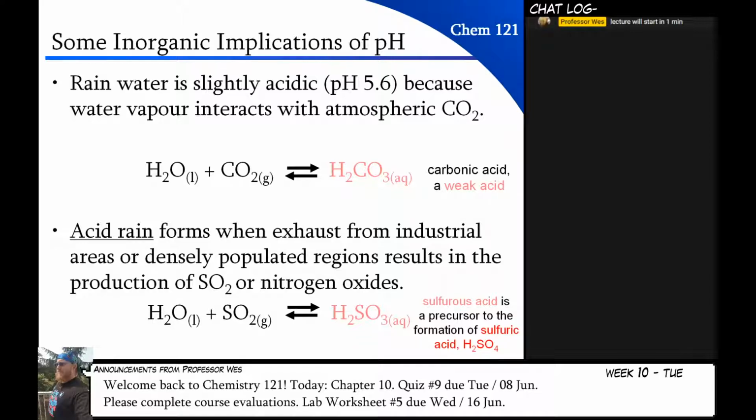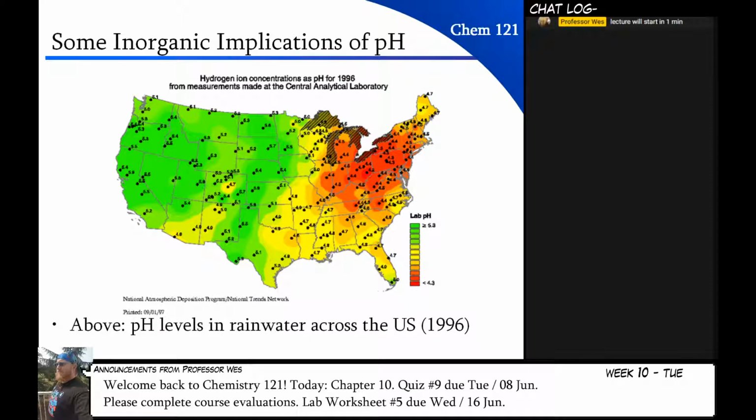As a result, when we make significant amounts of SO2 or NO2, the result in our rain is that the pH goes down very quickly. And I have here a picture of pH levels in rainwater across the United States in 1996. And what you can see is that all the green areas have pH 5.3 or higher. So that's the Midwest, the West Coast, because we're the best coast. It's all green everywhere. Green as far as the eye can see.